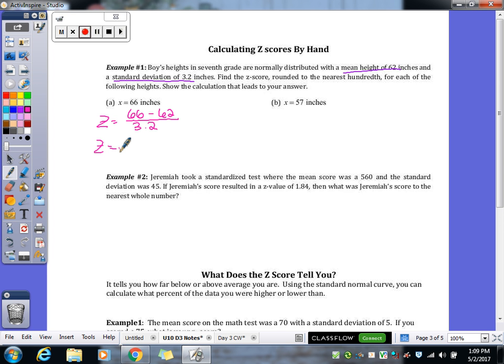So then again, we're rounding to the nearest hundredth. 1.25. So then for our other one over here, it would be 57 minus our mean divided by our standard deviation. That one should be a negative z-score. Negative 1.56.